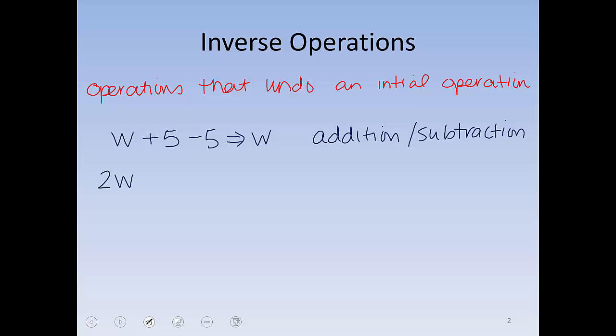So what about, let's say we start with that W again, and I multiply this W times 2. So now I have doubled the value of W. Well, what if I want to undo that? How do I do that? So I take that 2W and I can divide it by 2. And what is my result? I get back to the original W. So we found another set, and they are multiplication and division.